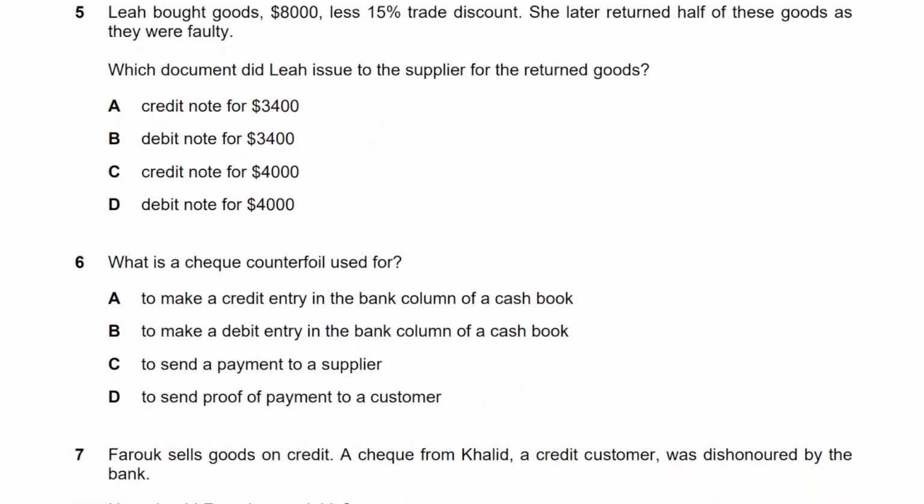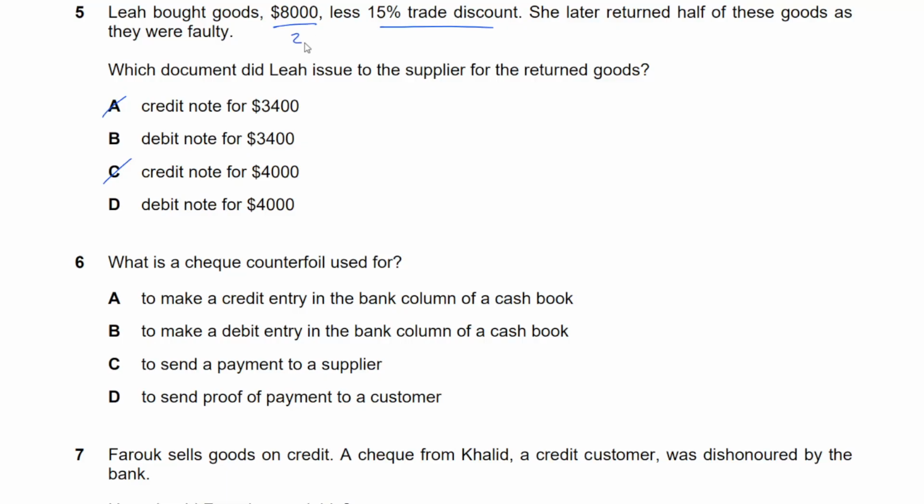Let's move on. Number 5, Leah bought goods of $8,000 less 15% trade discount. She later returned half of these goods as they were faulty. Which document did Leah issue to the supplier for the return of goods? So Leah, the customer, can never issue a credit note. The customer can only issue a debit note. So debit note is the answer.